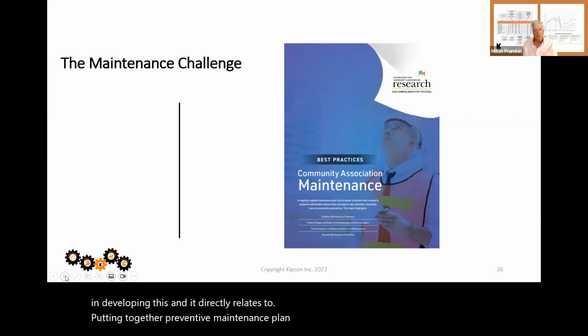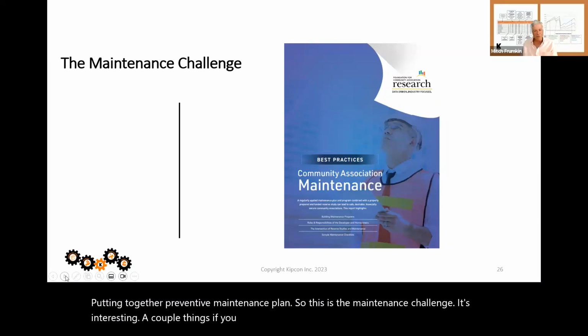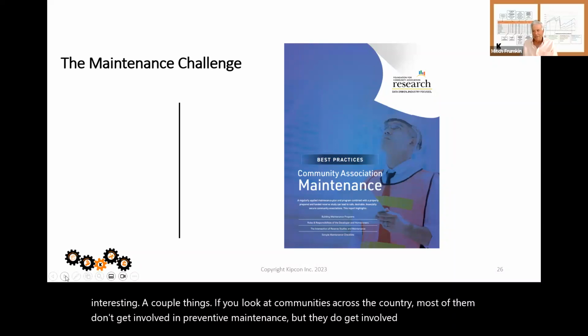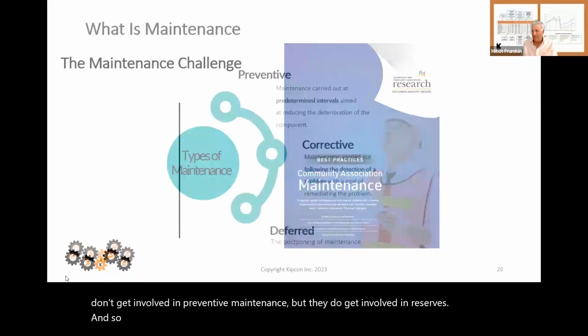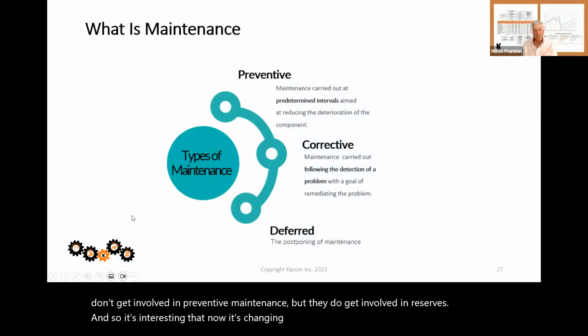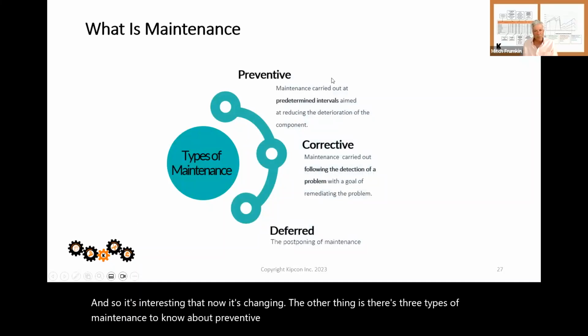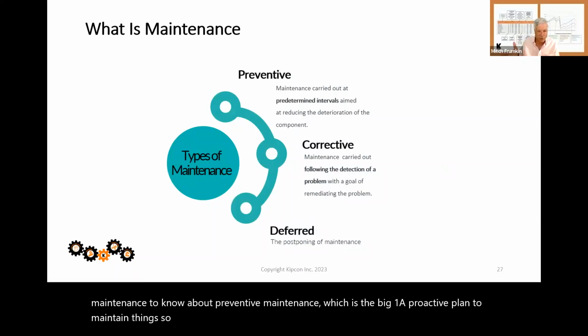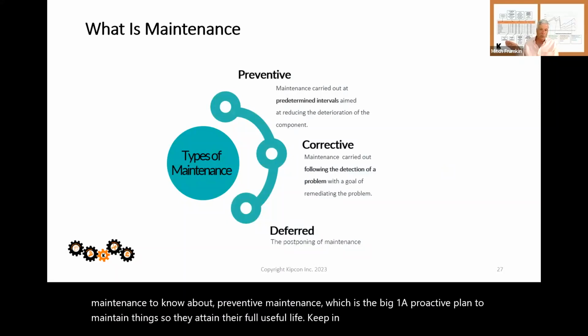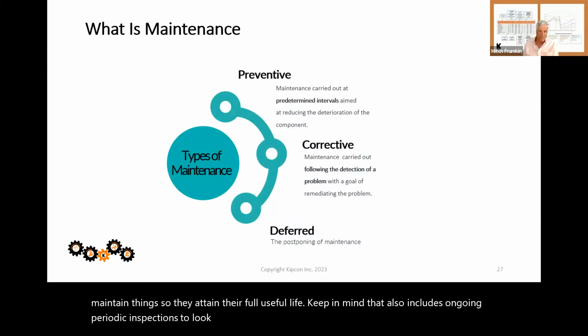So this is the maintenance challenge. It's interesting, a couple of things. If you look at communities across the country, most of them don't get involved in preventive maintenance, but they do get involved in reserves. And so it's interesting that now it's changing. The other thing is there's three types of maintenance to know about. Preventive maintenance, which is the big one, a proactive plan to maintain things so they attain their full useful life. Keep in mind that also includes ongoing periodic inspections to look at it. That's part of a preventive maintenance plan.